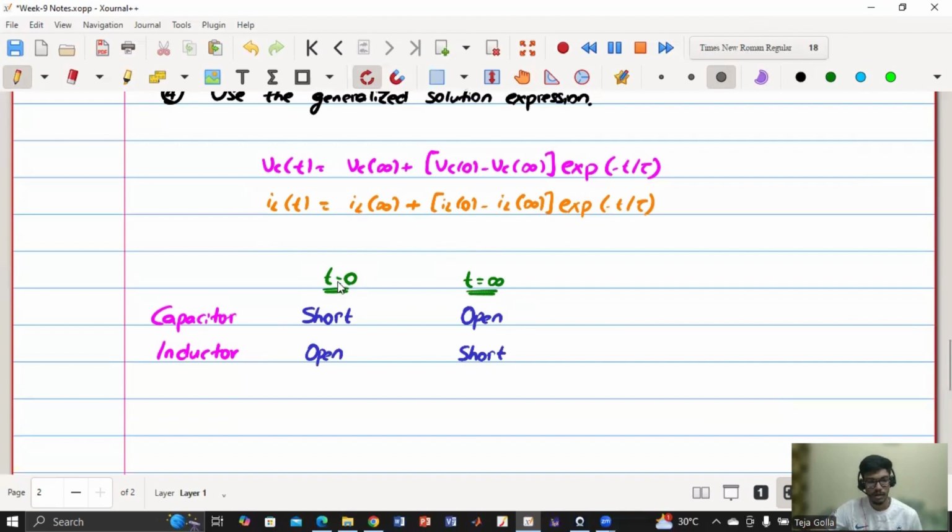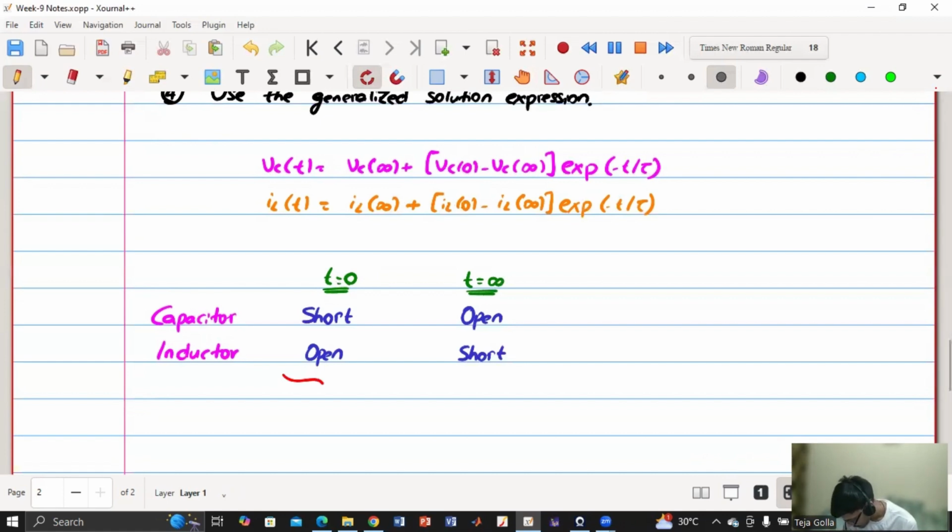So we will plug in the capacitor to be short to find the capacitor voltage or any other value that we want, say capacitor current. And similarly, we'll open it at t equals to infinity to find the capacitor final conditions. Similarly, for the inductor, if you want to find the inductor current at t equals to infinity, we'll short it and find it. Similarly, at the open condition, at t equals to 0, if you want anything, you can use it. But usually, this will be either given or you'll have to find it out.